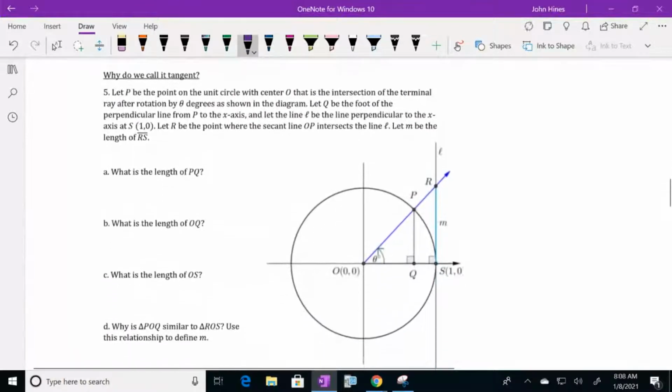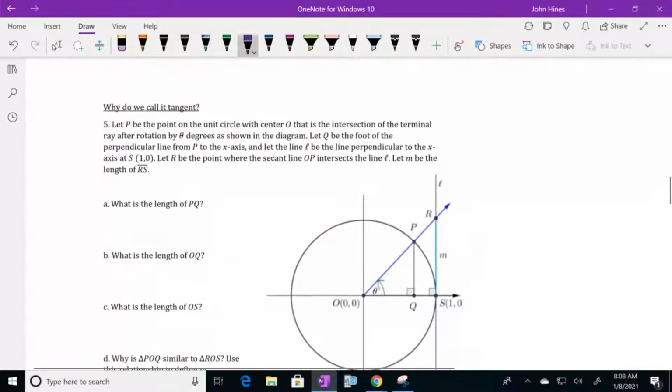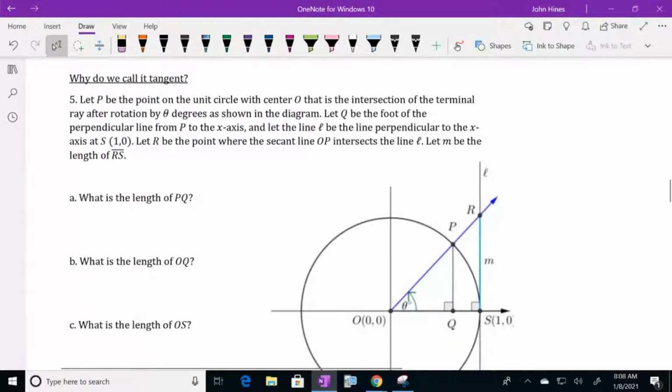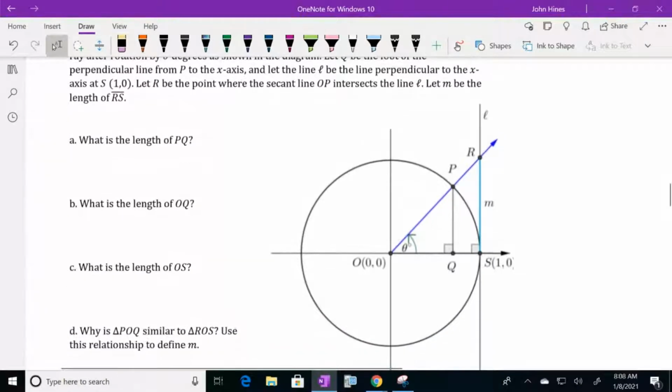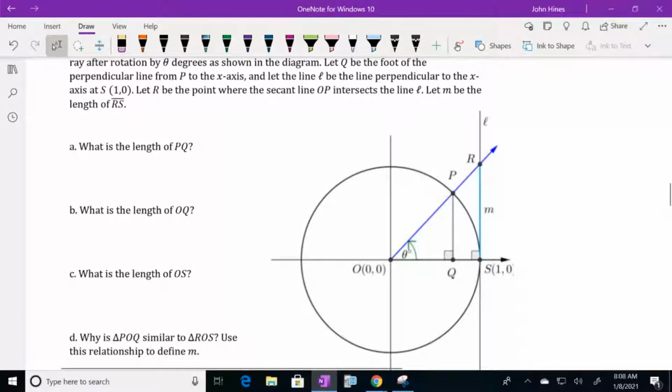We're going to skip ahead to page 22 here. So why do we call it tangent? Well, we call it tangent because it's literally tangent. So what does that mean? So looking at this here, OP is 1 because it's a hypotenuse of the unit circle. I know that PQ is vertical, that's sine. PQ is this vertical distance here, so that's the sine of theta. OQ is cosine, because that's my horizontal distance in the unit circle.